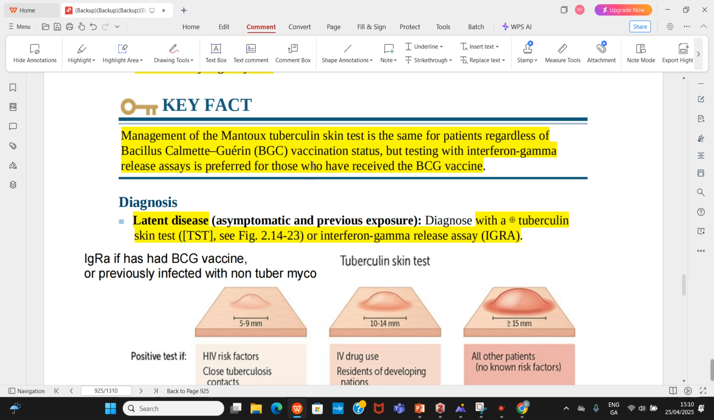So somebody received BCG vaccine and you do Mantoux tuberculosis skin test and it's positive, and you now say that the person has latent tuberculosis. That's a joke, you know. But if that kind of person that has received the vaccine has a positive test with interferon gamma, you can confidently say that yes, that person has a problem.